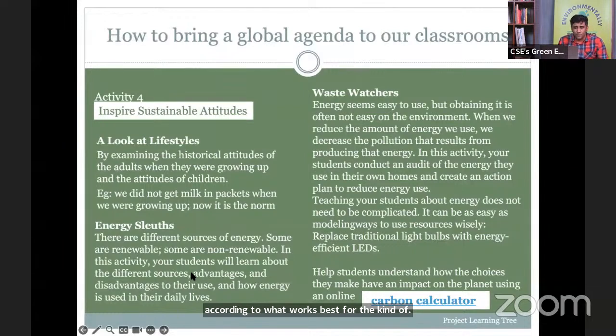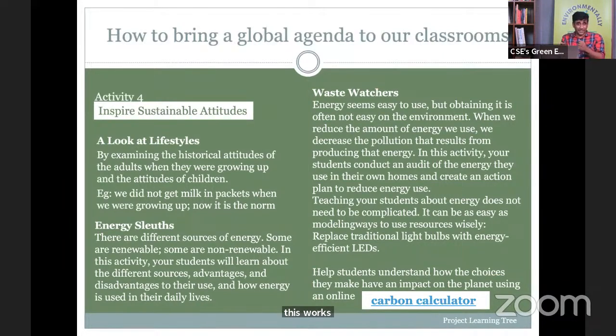Then inspire sustainable attitudes is another idea. So you can look at lifestyles. This is something that we have done with a lot of kids from college and from school, and this works wonders. So you can talk to them about how historically things have changed.